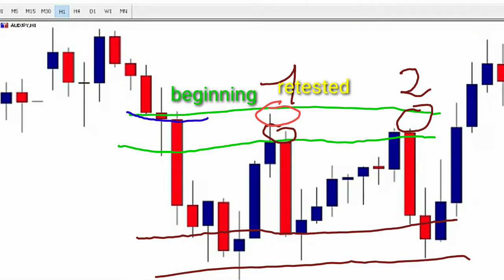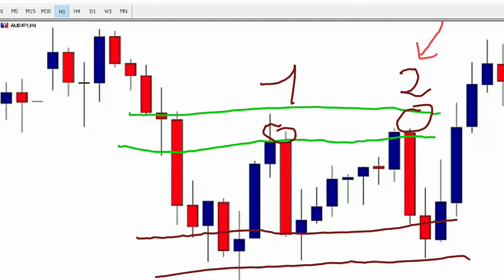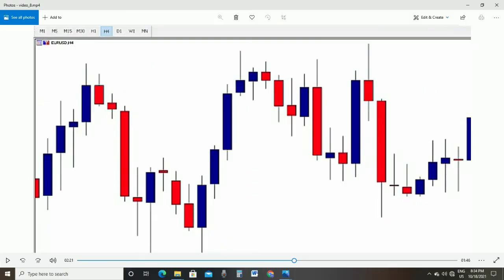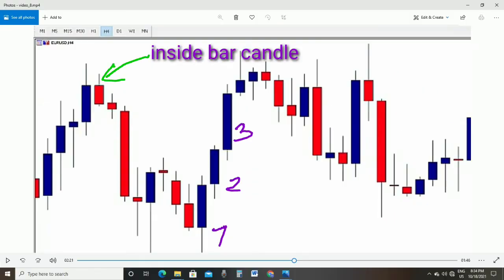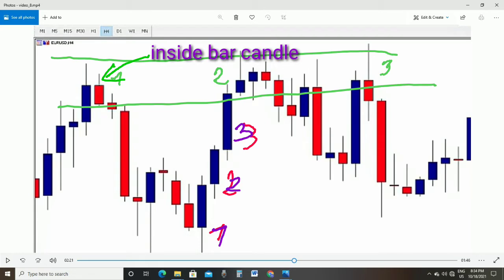Moreover, we can observe that this zone still got a rejection for the second time, which shows that that zone was a strong zone. Areas with inside bar candles usually form demand and supply zones. So you always should expect reversals around zones having an inside bar.